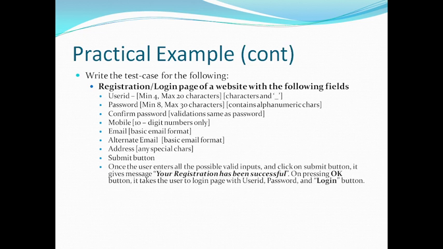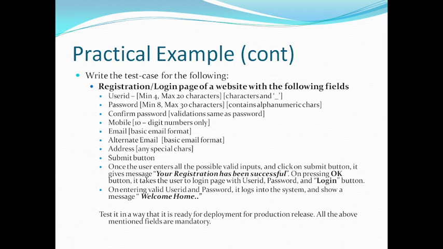So when we tap on submit button, once the user enters all the possible valid inputs and clicks on the submit button, it gives message your registration has been successful. Okay, so if all correct entries are entered and if the user taps on the submit button, it should give a message your registration has been successful. Okay, and then on pressing OK button, it takes the user to login page with user ID, password, and login button. So on entering valid user ID, password, it logs into the system and shows a message, welcome home.